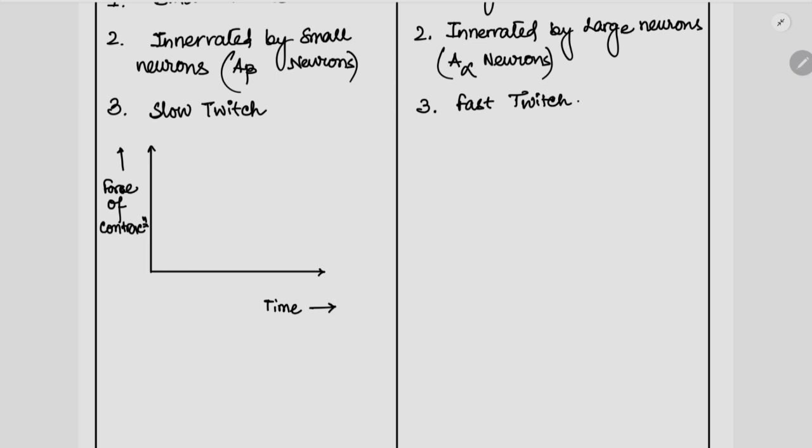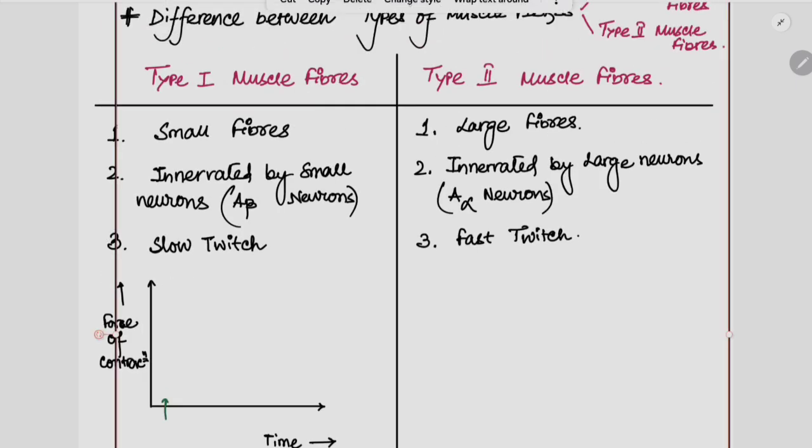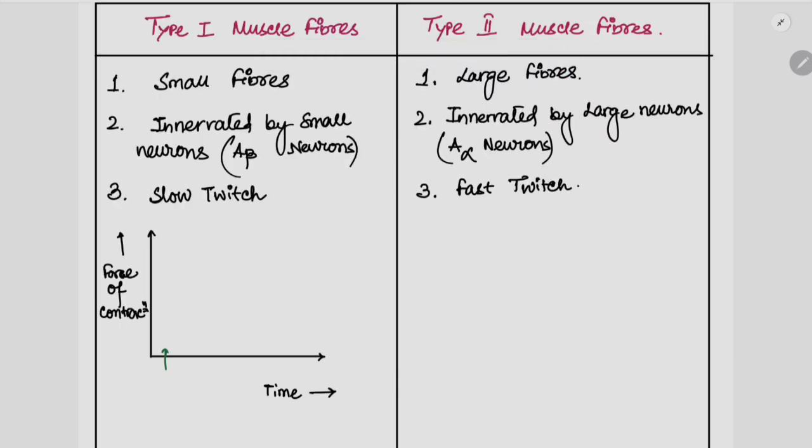So for slow twitch muscle fibers, the contraction starts and it goes like this, and it is over a long time period. The force of contraction remains over a long time period.